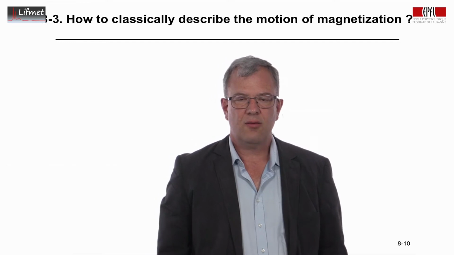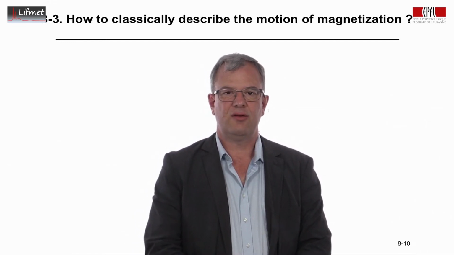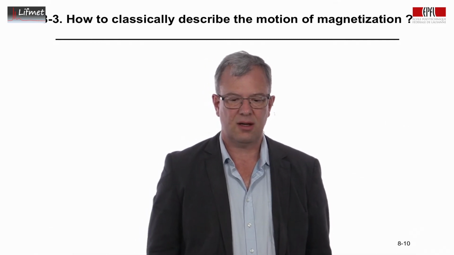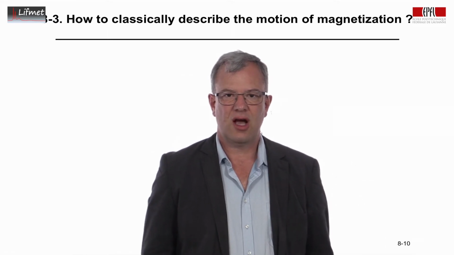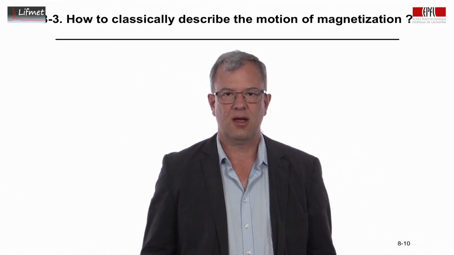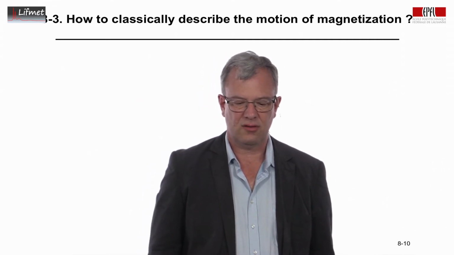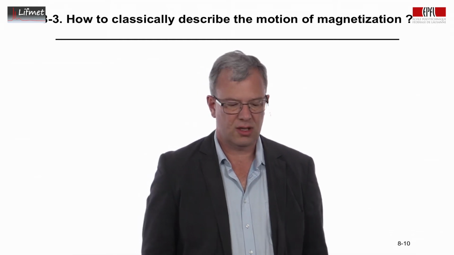So now we have dealt with the difference in population. We have dealt with the introduction of a magnetic moment. Now we are going to have to address the question, how does this generate a macroscopic magnetic field? And this is what we call the magnetization. So how do we see this motion?